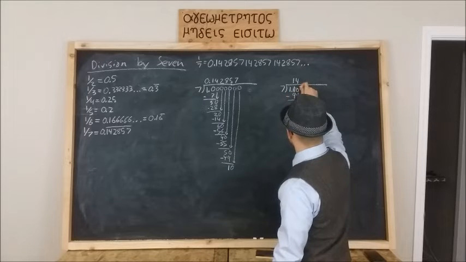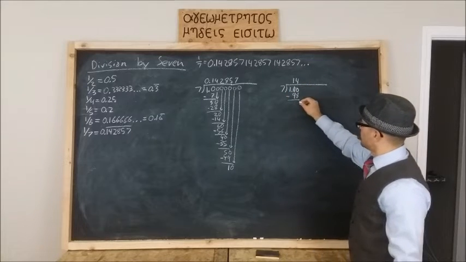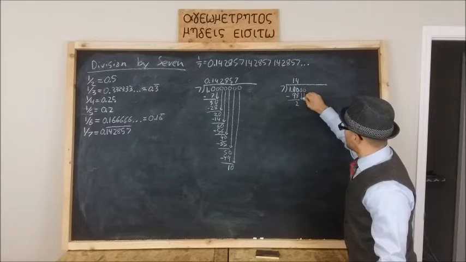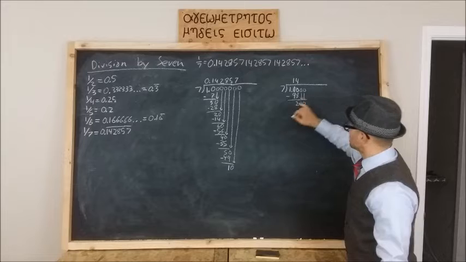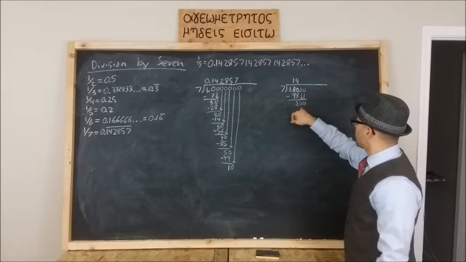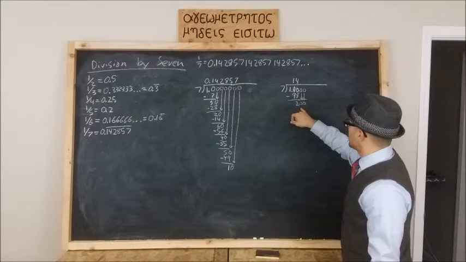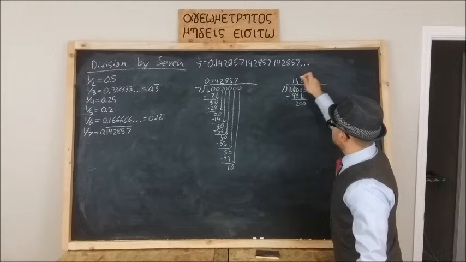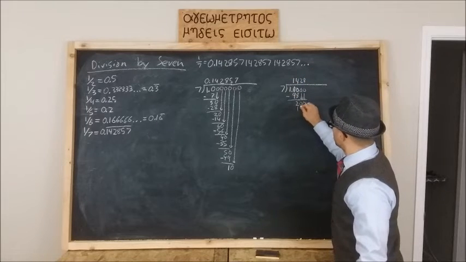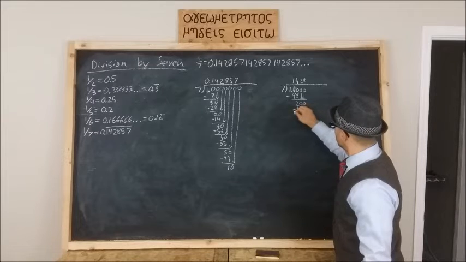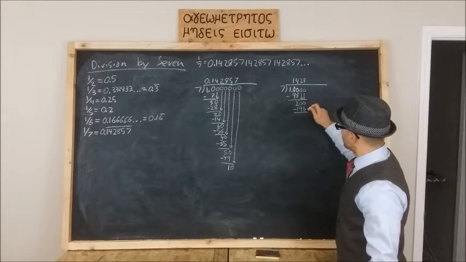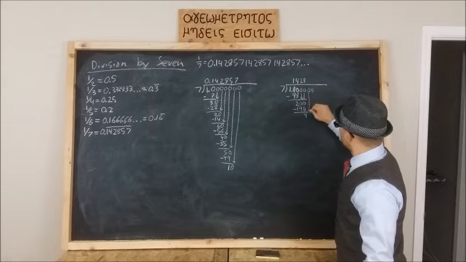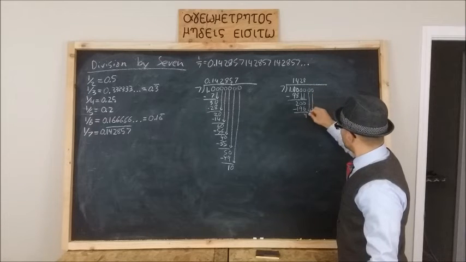By subtracting 100 minus 98, that gives me 2. Okay, if I drop down another 2 zeros, 7 goes into 200 how many times? 28. Okay, 28 times 7 is going to be 196. 200 minus 196 is 4. And drop down another 2 zeros.